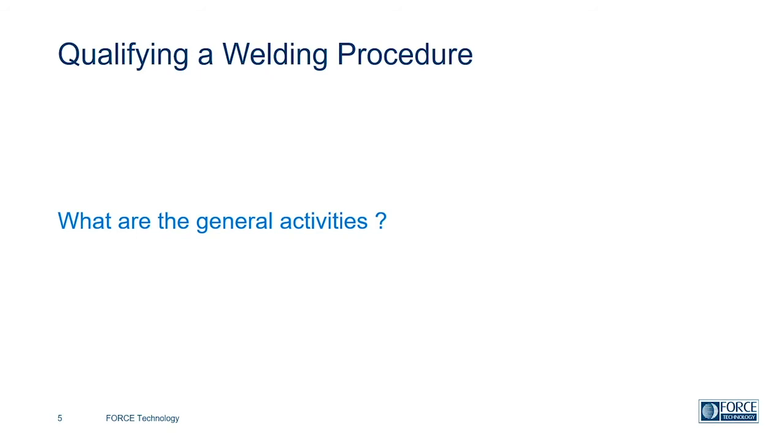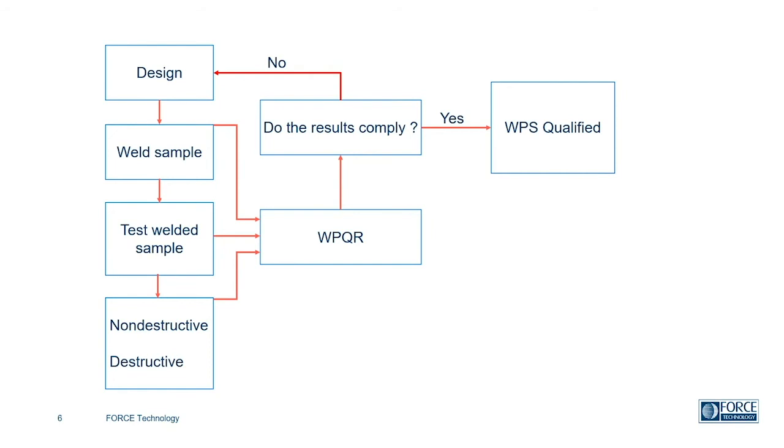How do we qualify a welding procedure? What are the general steps? And experience tells us that this is the most common flow of activities. If we look at the top left, there is a design. So we have to design something and it's got to be welded. The next thing we need to do is weld a sample. This sample is then tested, and the two forms of testing are non-destructive and destructive testing. The results of that testing go into what's called a welding procedure qualification record, WPQR.